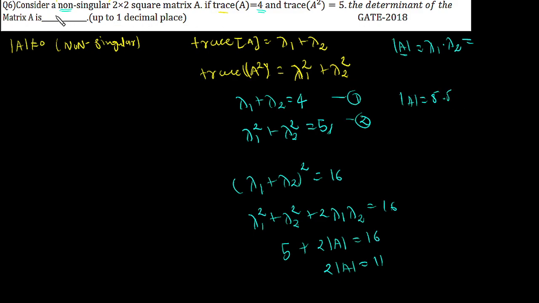So we can easily say the determinant of matrix A here is 5.5, and they are asking for one decimal place, so our answer is correct in this way. Now let's move to the next question.